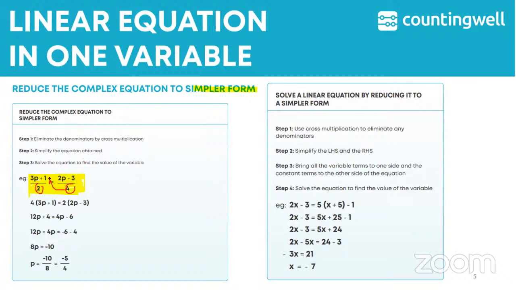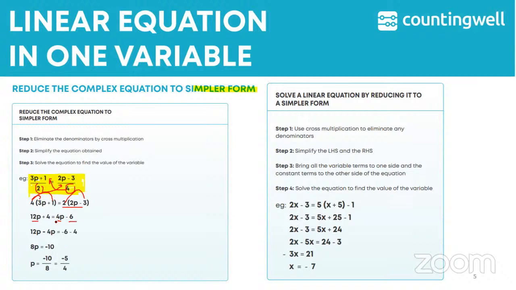We'll cross multiply like 4 will be multiplied with 3p plus 1 and 2 will be multiplied with 2p minus 3. Then we distribute 4 to 3p and 1. So this is distribution of multiplication over addition. So we have 4 into 3p, 12p. 4 into 1 is 4. 2 twos are 4, so we have 2 into 2p as 4p. Then we have 2 into 3 as minus 6.